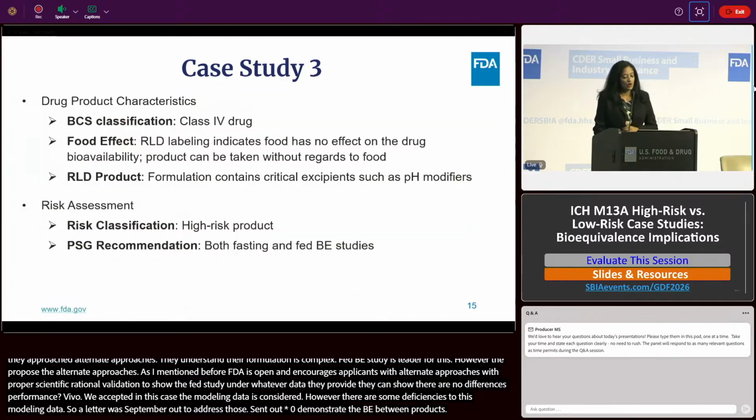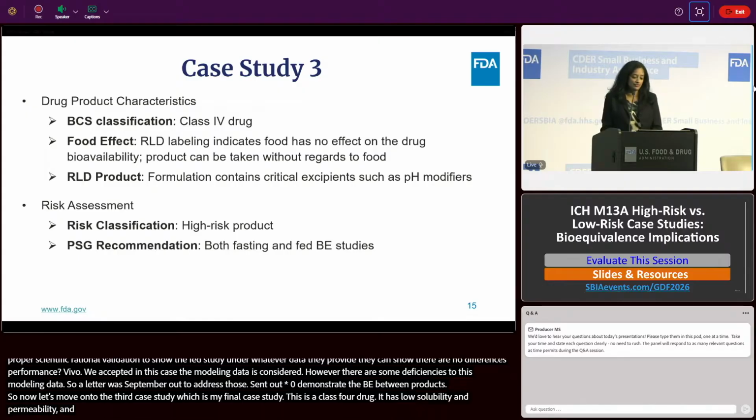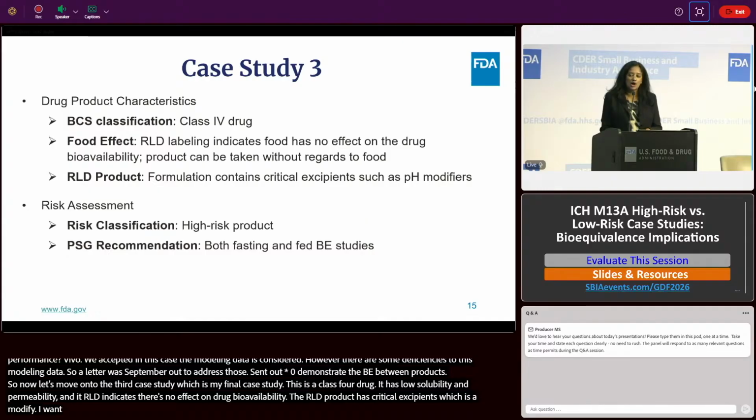So now let's move on to the third case study, which is my final case study for today's talk. This is a class 4 drug. It has low solubility, low permeability, and the RLD labeling does indicate that food has no effect on the drug bioavailability, and the product can be taken without regard to food. Now, the RLD product has a critical excipient, which is a pH modifier. I want to make a note here that having just one pH modifier or solubilizing agent, we do not consider it a high-risk product.